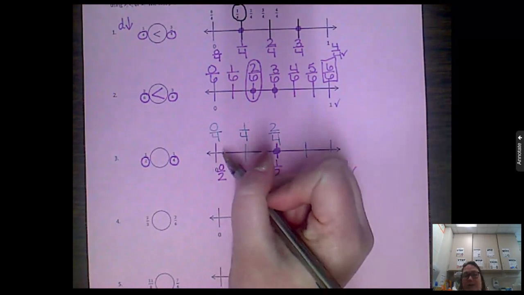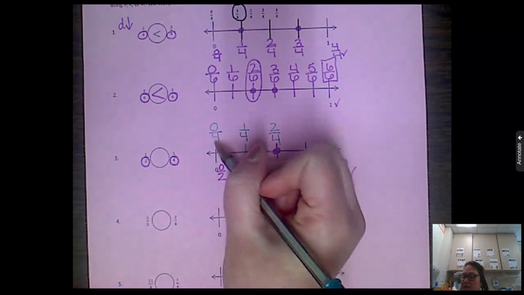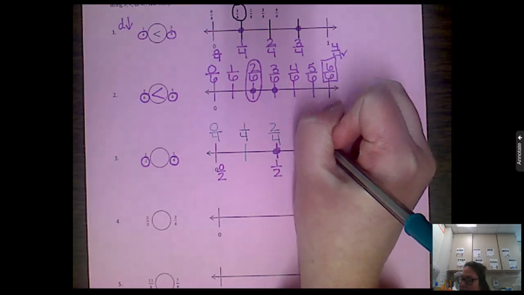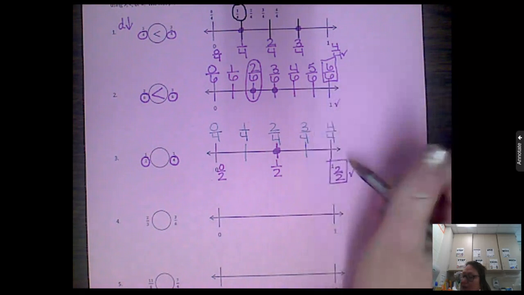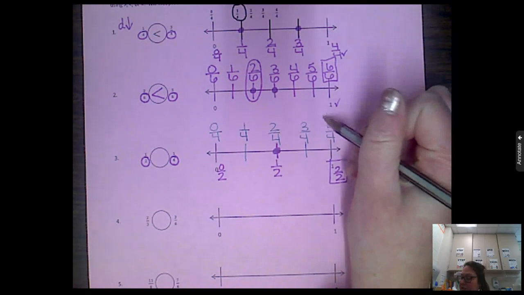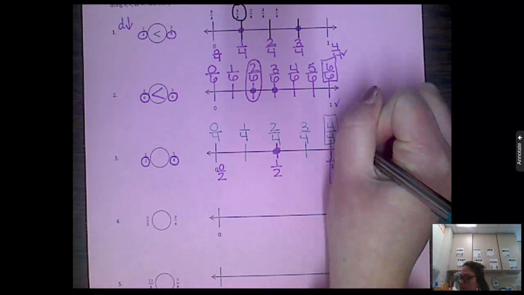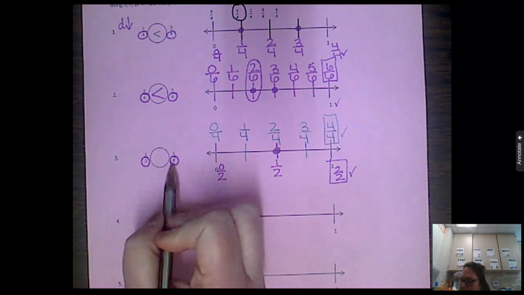So let's start back at 0/4 and we'll count up to finish filling in these 2/4. So we're at 0/4, 1/4, 2/4. This would be 3/4, and then this would be 4/4. And I'm at a whole, so I would stop and check. What's 4 divided by 4? 1. So check.